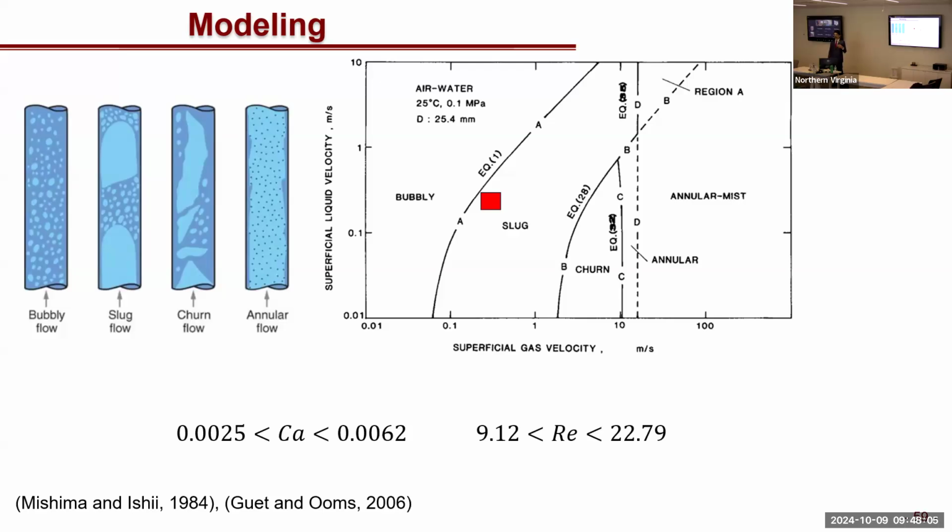It created bubbles very periodically, and then it wouldn't create bubbles at all for a while. So we went for this constant flow rate that we can predict very well. So we need to stay within the slug flow regime.